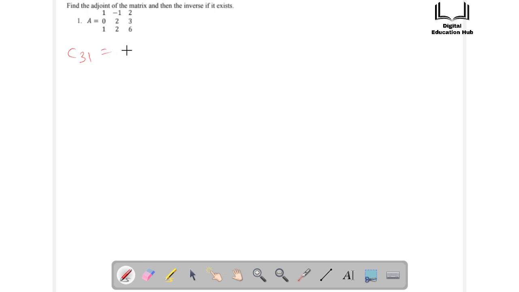C31 is minus 1 raised to 3 plus 1 into the minor of C31, so we can utilize that minor. It is minus 1, 2, 2, 3, so you can solve this one: this will be plus 1 multiplied by 3 minus 3 minus 4, and this would be minus 7.